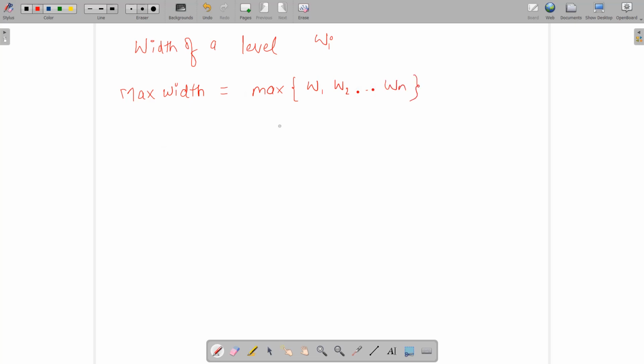Okay, suppose this is the binary tree that has been given to us. So we need to consider every level. Let's start from level equal to 1, that is only this node, and for level equal to 2, that is this one, for level equal to 3 this one, and for level equal to 4 this one. Now we also need to consider the null nodes.